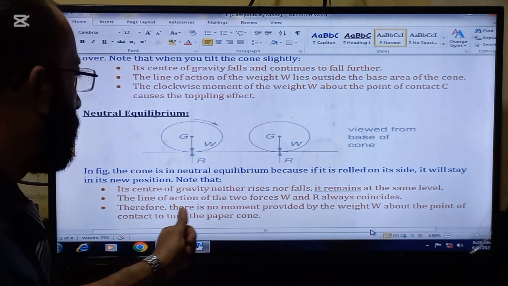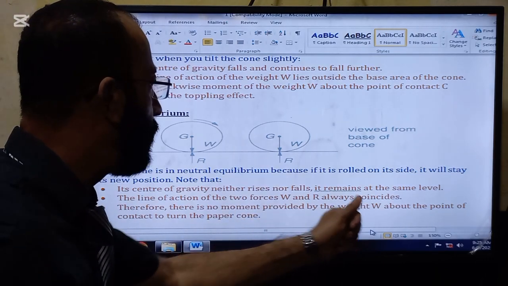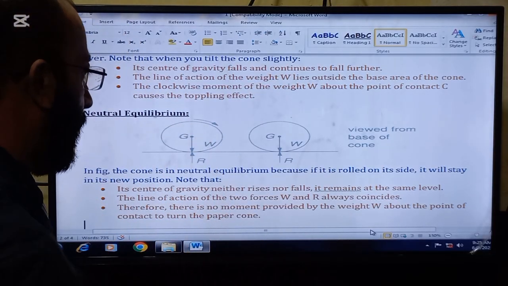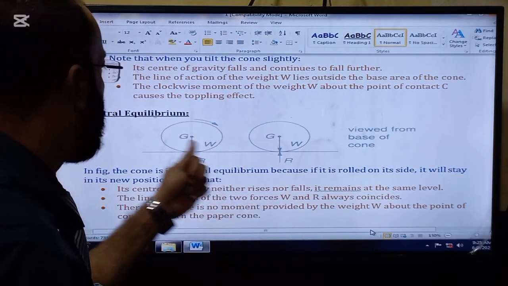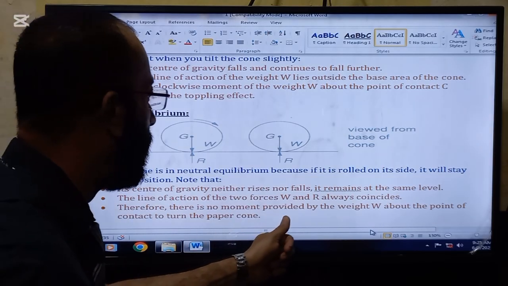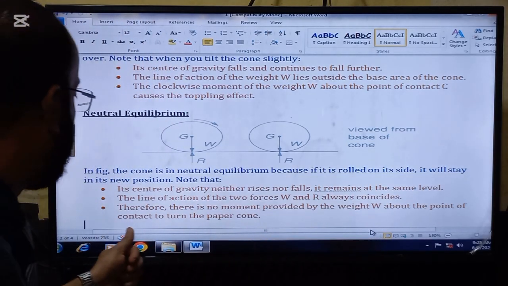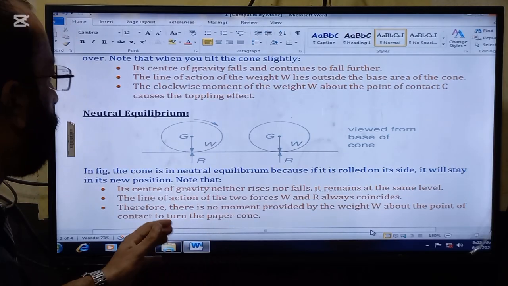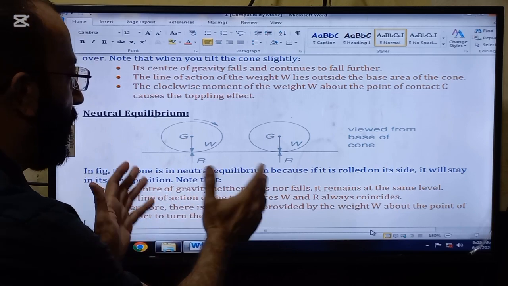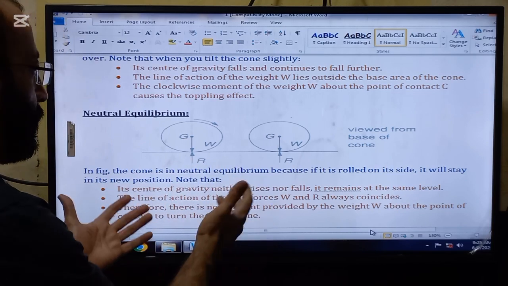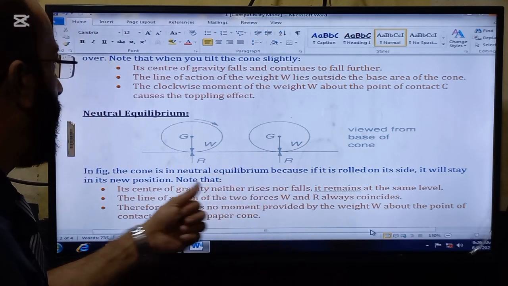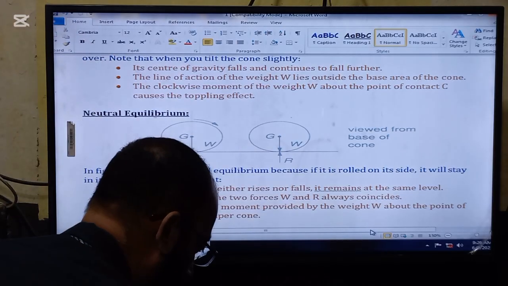Number 2, the lines of action of the two forces W and R always coincide. So the line of action of W and the reaction are always in the same line. This is the second property of neutral equilibrium. Number 3, therefore there is no moment provided by the weight W about the point of contact to turn the paper cone. So neither the clockwise movement nor the anti-clockwise movement causes the toppling over effect. This is the third property. And whenever these three properties apply in any object, that object comes into neutral equilibrium.